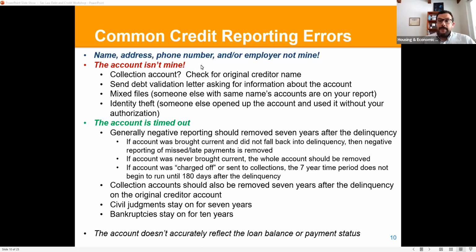Accounts that aren't yours. As I mentioned, you might see a collection account. You're not familiar with the name. You don't know who ABC Collection Company is. Well, before you dispute it, you want to check for the original creditor name to see if that might have been an account that you had and then now they're collecting on it. But if you don't recognize the collection company or the original creditor, then you might want to dispute that because it might not be your account. And if you do that, you can send a debt validation letter that we'll talk about later, asking for information on the account, asking for them to validate or verify whose account this is. And then you can cross-check that information to see if it was actually your account or not.